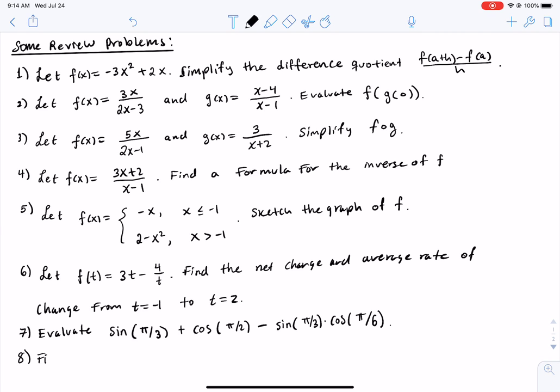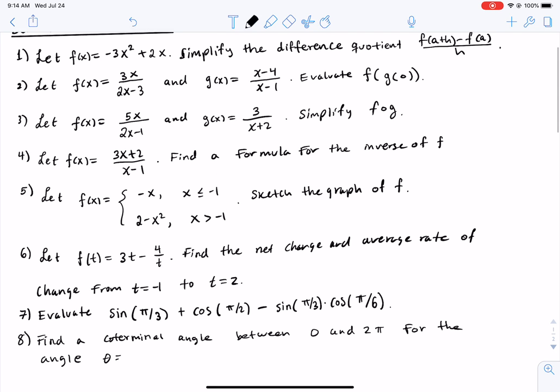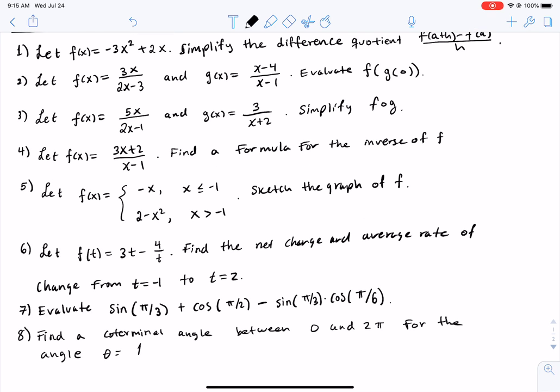Number 8. Find a coterminal angle between 0 and 2 pi for the angle theta equals 17 pi over 3.